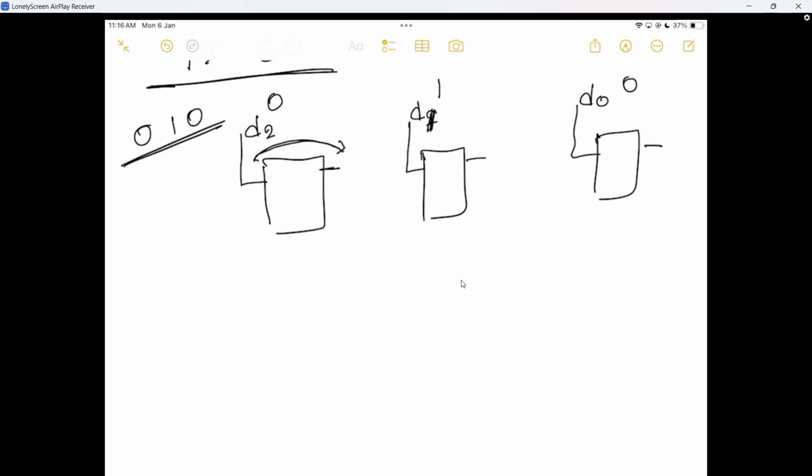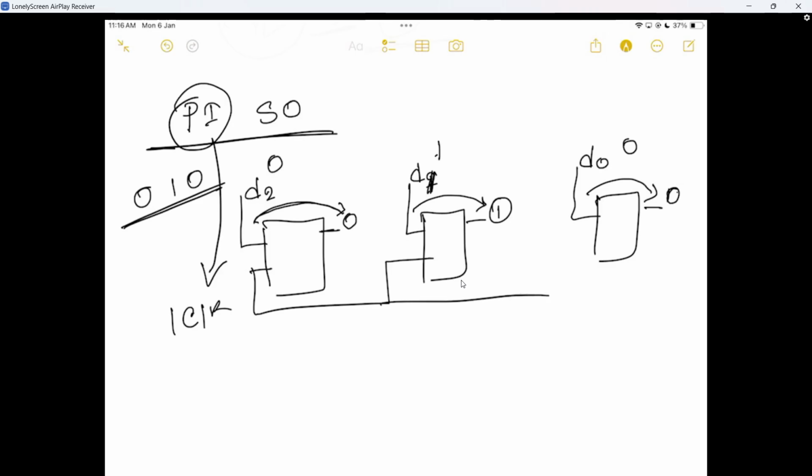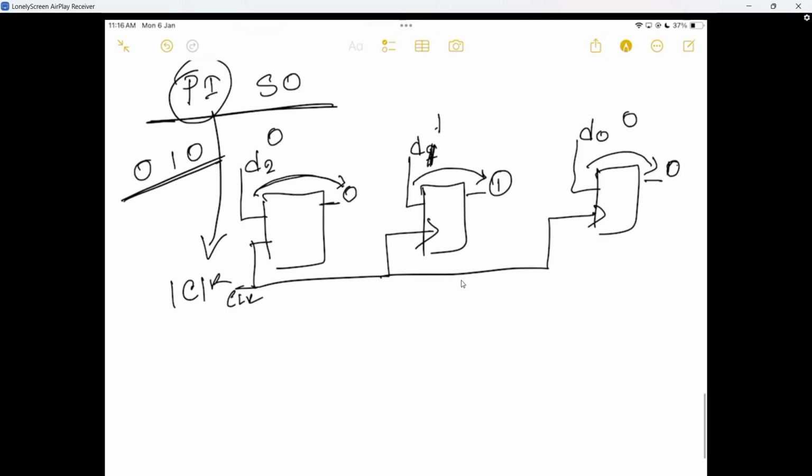From here it is 0, so 0 will be stored. Here it will be 1, so now 1, and 0 will be stored at Q1. But this is parallel in, so the data will go in parallel. So one clock cycle is required for parallel in, one clock. Here we give the clock.